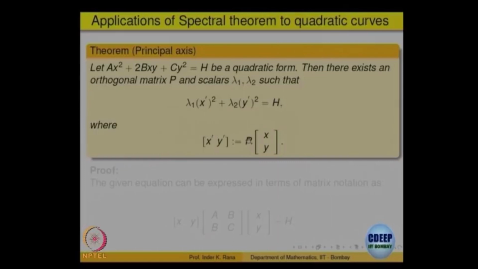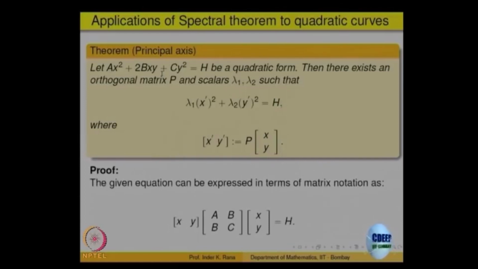So, we will see an application, we will see an exact example. How do you do that? That is a question, and that is the application of the spectral theorem. So, what you do is the following. The given equation ax² + 2bxy + cy² = h, we rewrite in matrix form. How do you write it in matrix form? Imagine x and y are the variables.